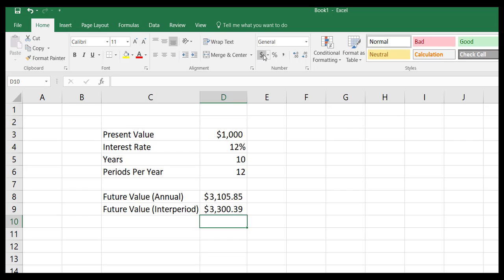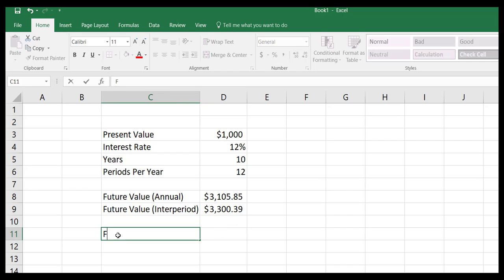So what we'll do is we'll come right here off to the side and we'll enter again future value, and future value, enter period.